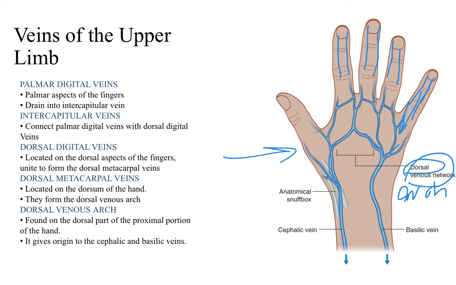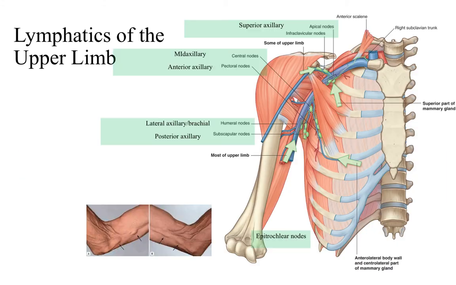And then they would head up on the lateral side as the cephalic vein, and on the medial side as the basilic vein, and head all the way up the forearm, all the way up the arm, and then into their appropriate drainage locations, which we'll talk about in a later lecture.